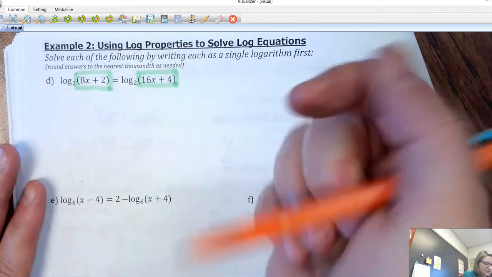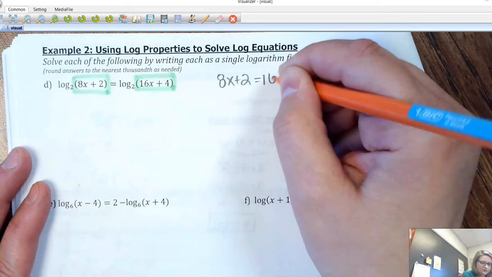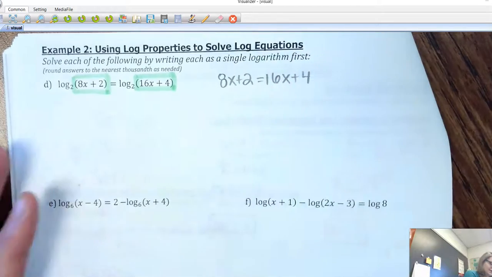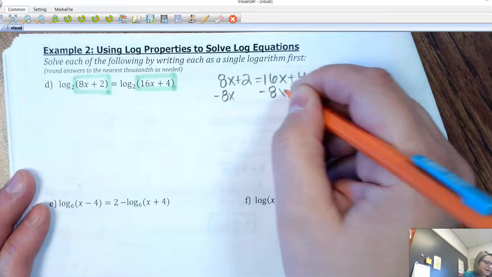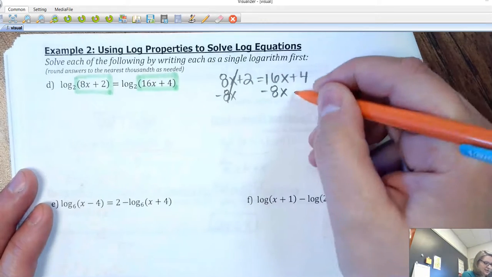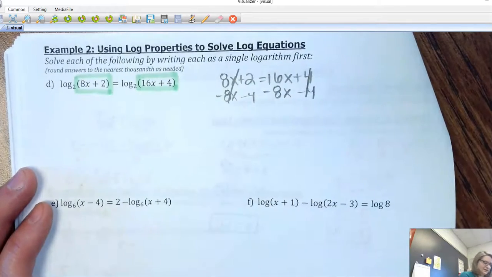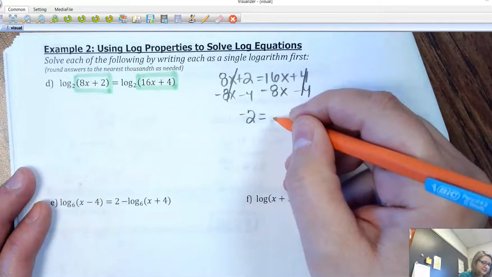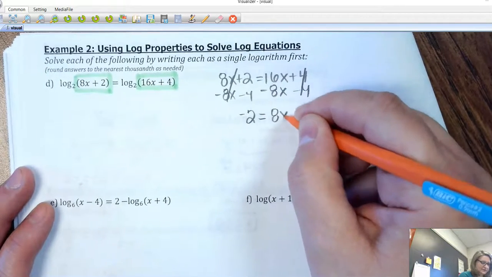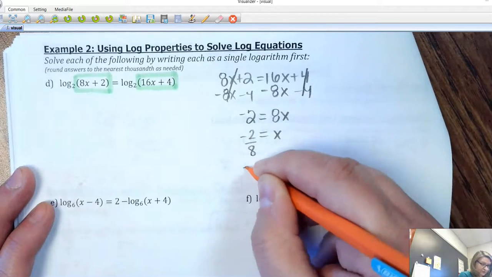The equation I need to solve here: the 8x plus 2 has to be equal to 16x plus 4. And however you want to solve it, I'm just going to go 2 steps in one real quick. I like to keep my variable positive if I can. So I would subtract 8x from both sides, and I'm just going to subtract 4 within the same step. This is negative 2, and that's going to be equal to 8x. So x is going to be negative 2/8 or negative 1/4.